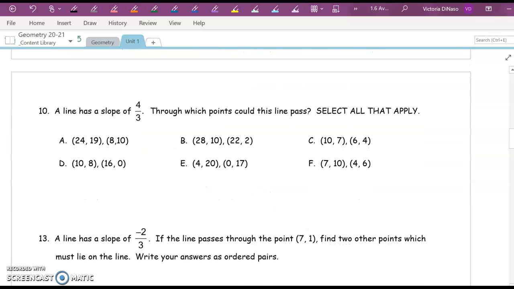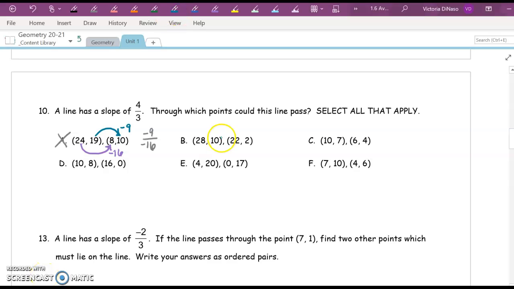In number 10, you're going to go ahead and figure out the slope of each of the ordered pairs. So again, we're doing the change in y. From 19 to 10, I'm going down 9, divided by the change in x. From 24 to 8, you're going down 16. So my slope between these 2 points would be negative 9 over negative 16. Is it the same as 4 over 3? Definitely not. So A is not the answer.